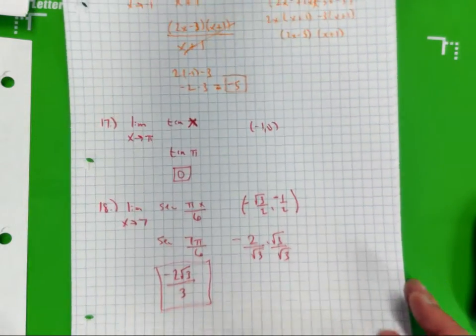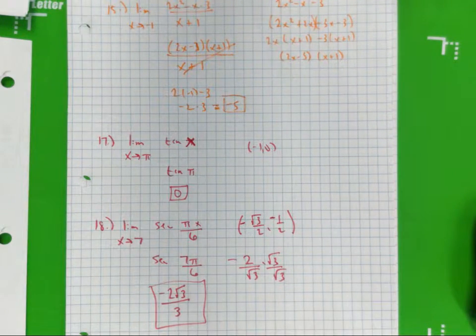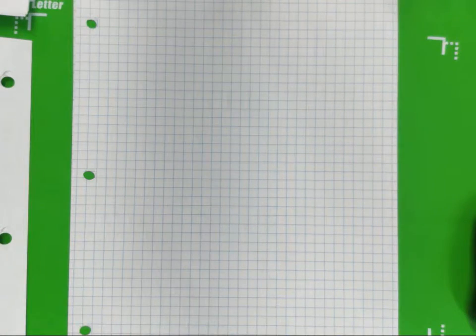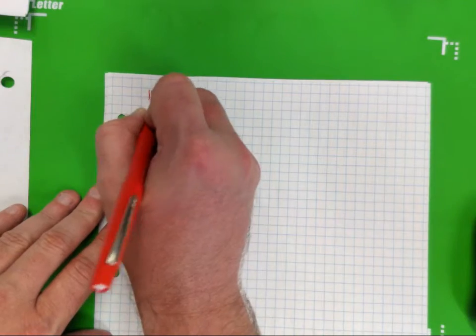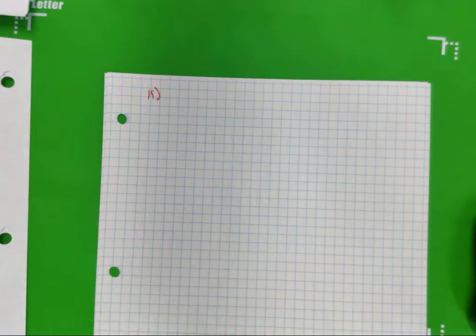Are there any questions on those three? Okay. Let's look at 19. If it came out undefined for one of the trig ones, then your answer is just undefined. Or just put does not exist.